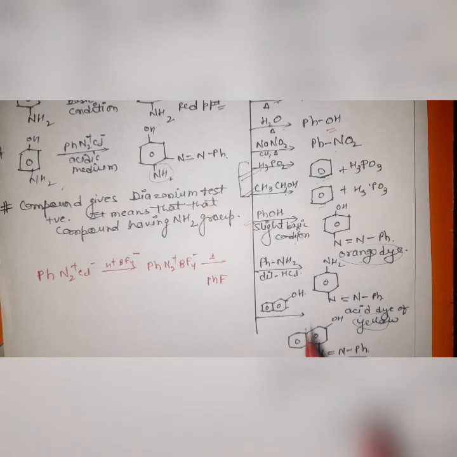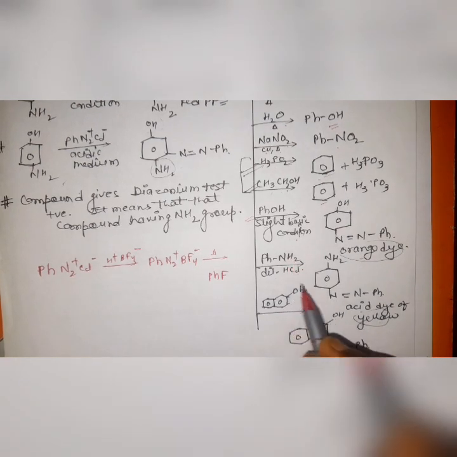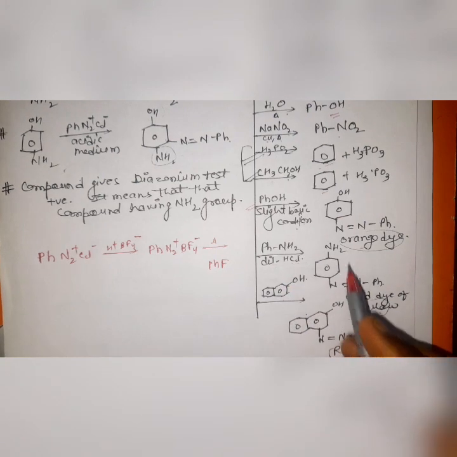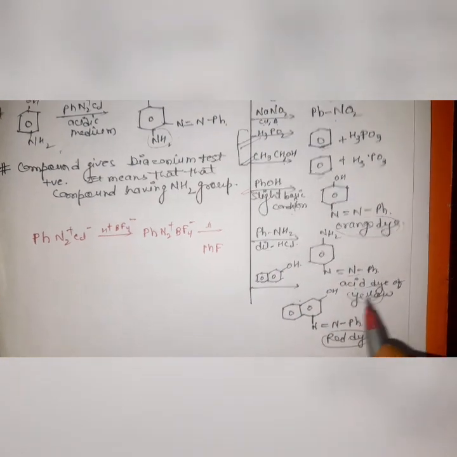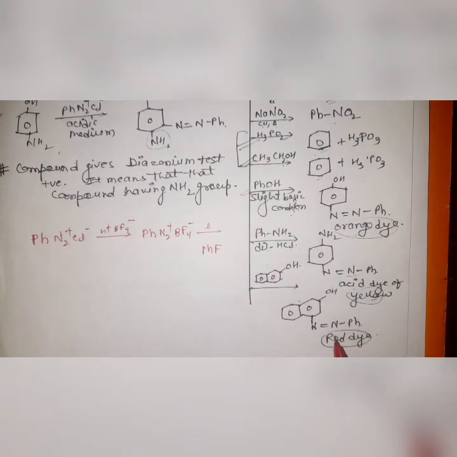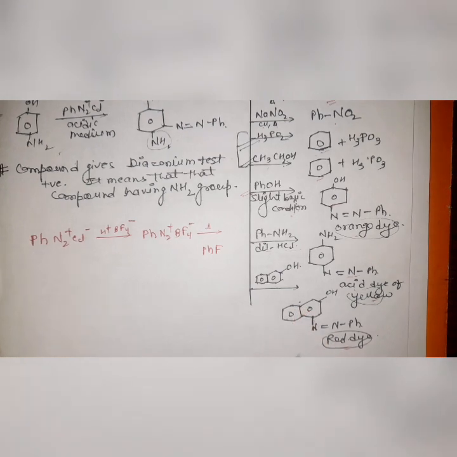When PhNH2, that is amine, is present, it reacts with dilute HCl. In the presence of dilute HCl, here also at the para position it is going to attach and it will form the yellow dye. And when it reacts with this, it will form the red dye, and here also it will attack on the activating ring. This is the activating ring, that's why nitrogen attacks on this ring, does not attack on this ring, and its para position is blocked, that's why it attacks at that place.